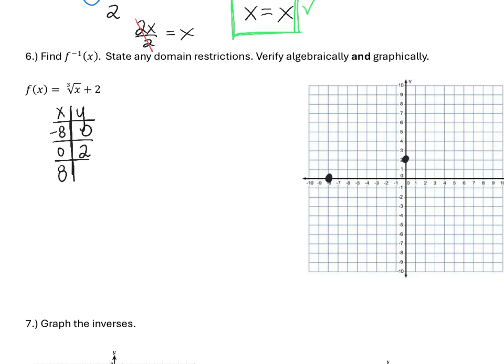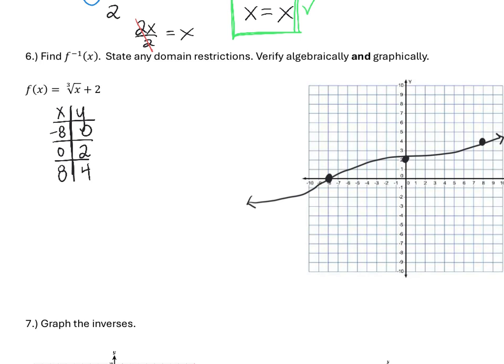And then positive 8, cube root of 8 is 2, plus 2 is 4. So we have 8, 4. So what this looks like is kind of like, I don't know, it comes around from here. I don't even know. This is not the best graph. Okay, so that's our original, and it's pretty ugly. Now let's find our inverse.